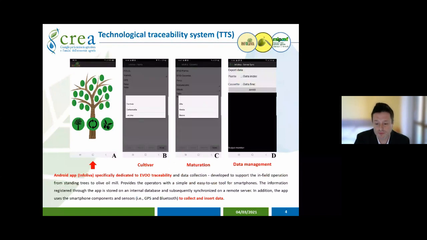So this obviously includes an app. So the software is a mobile software as well, as we were saying in the beginning. And we've been developing this app within the project, dedicated to the reading and to the insertion of information along the EVO traceability. So to collect data and structure data and send the data to a remote database for subsequent synchronization and elaboration. And this using a series of sensors, so GPS, Bluetooth, which normally are equipped within a smartphone nowadays.